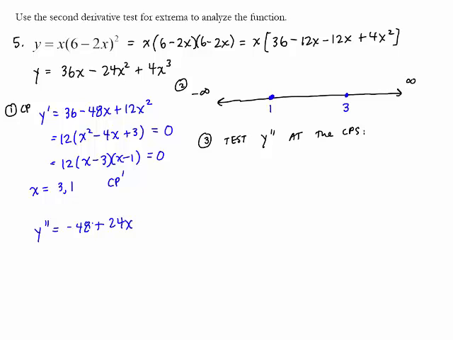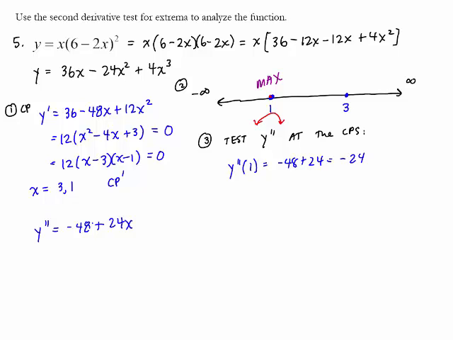So we test this second derivative at the critical points. We want to know what y double prime is at 1. That's negative 48 plus 24, which is negative 24. That means that at 1, the function is concave down. So not only is it concave down, but we have a critical point of the first derivative, so 1 must be a maximum value of the function.